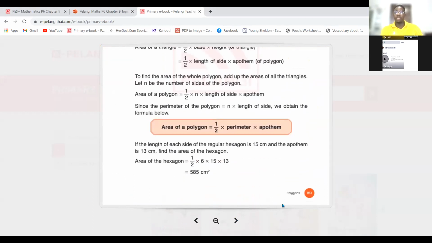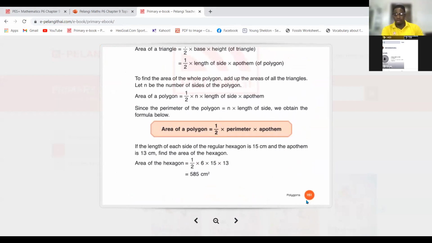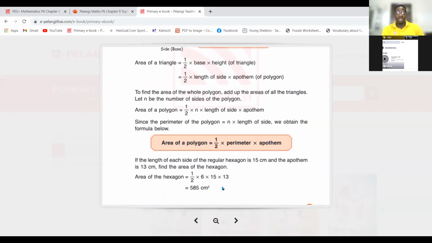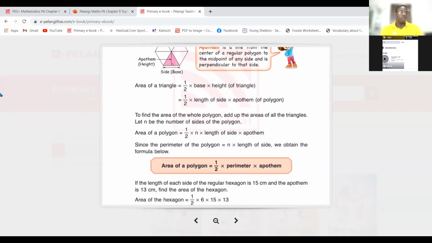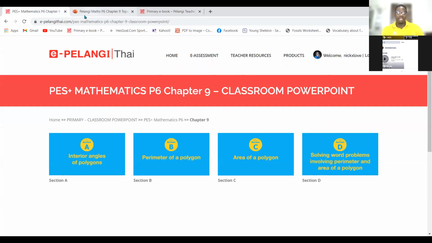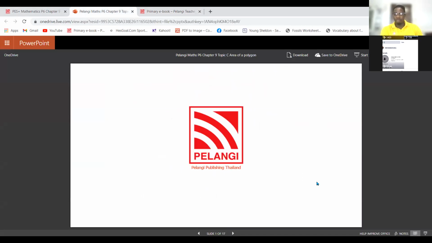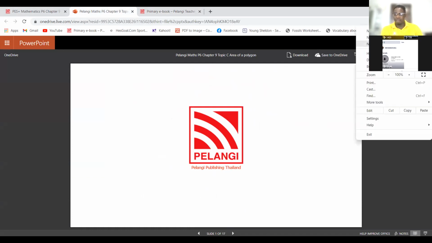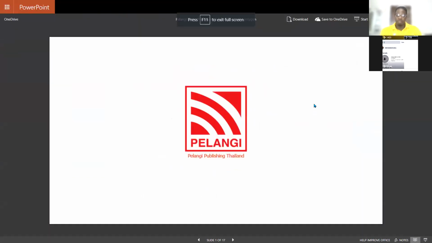You can turn your textbooks to page 151. The area of polygons. That is what we shall look at today. Let's make this a little bit bigger so you can see better.